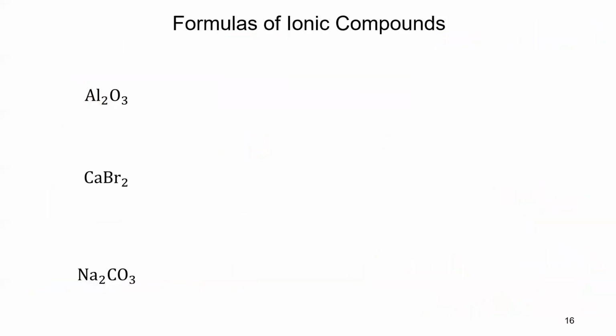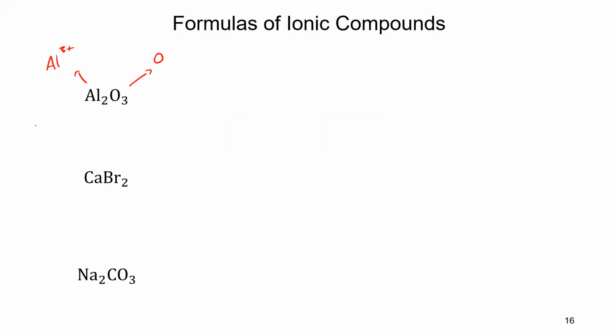Now, looking at some ionic compounds. Here we have Al2O3. If we're given this compound, we should be able to break apart what the species are. So here we have aluminum, and here we have oxygen. Do we know what aluminum's charge normally is based on its position in the periodic table? +3. That's right, absolutely.